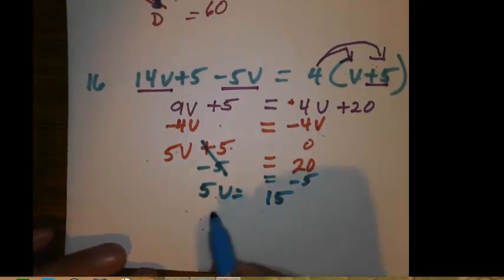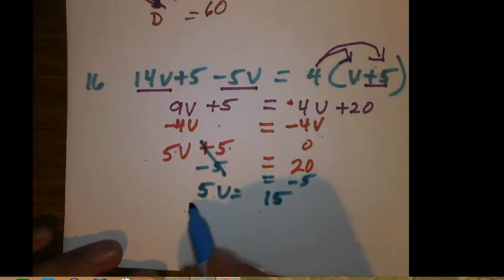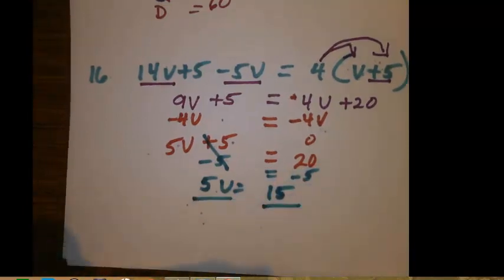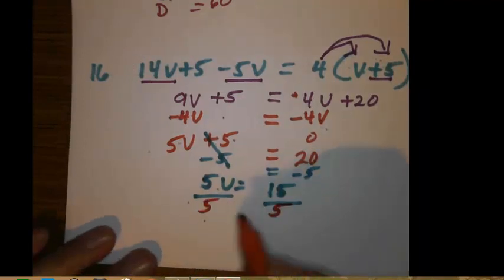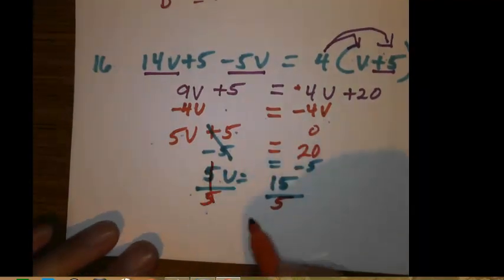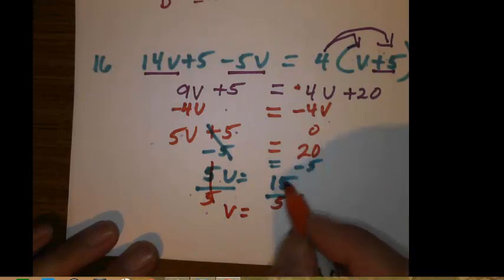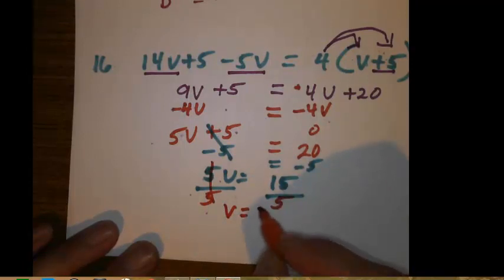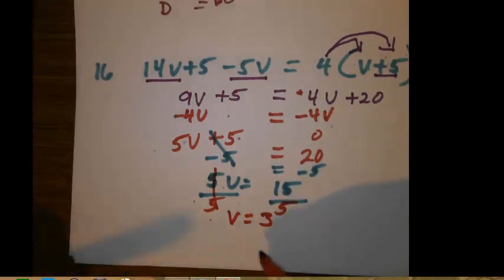But I'm still not done because I want a single v. Well, 5 times v, the opposite is going to be to divide by 5, right? So I divide by 5 to both sides of the equation. 5s into 5 cancel. I'm left with v. 5 into 15, of course, is 3. So v is equal to 3.